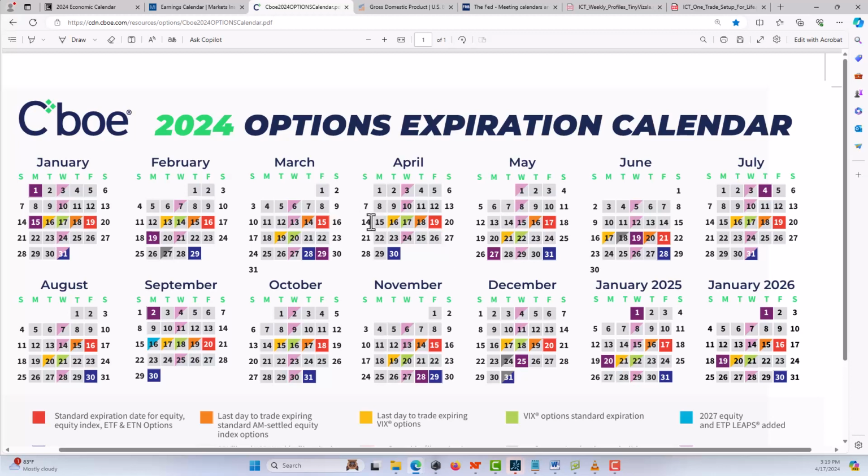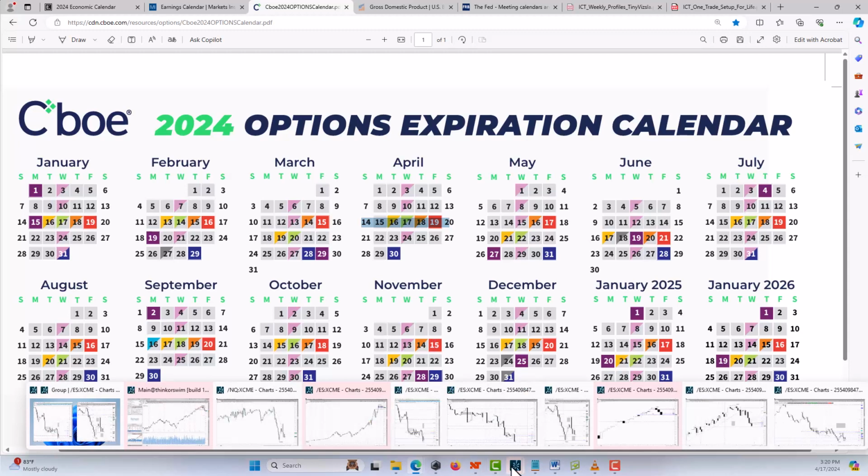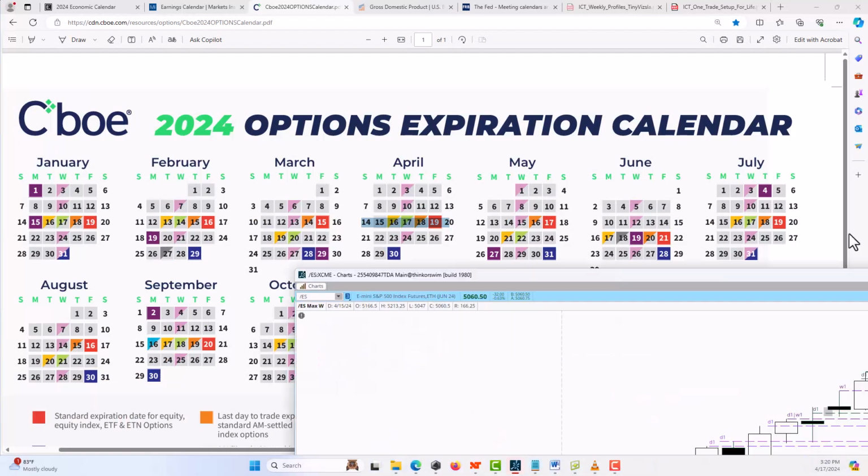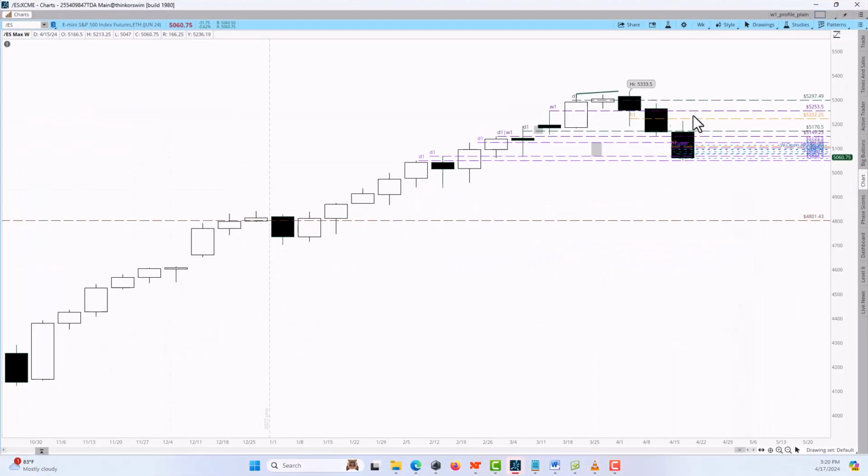And this week we have option expiration day, so expect a lot of volatility. So far this week we see the sell-off start and intensify. If we look at the weekly candle right here, the last 2 weeks we can see that it's selling off.